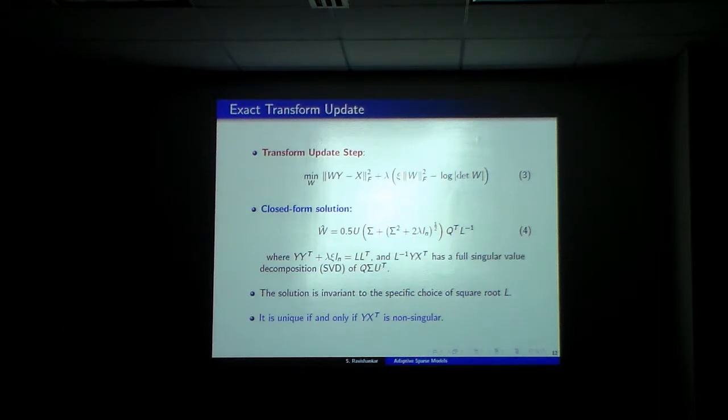So that's on paper, but in reality, for large-scale problems, you cannot compute that, right? Later on I'll be talking about online transform learning. What is L? L is a square root of the matrix. You can have different kinds of square root for a matrix, but the solution is invariant to the specific choice of the square root. And the solution is unique if and only if the matrix YX transpose is non-singular.